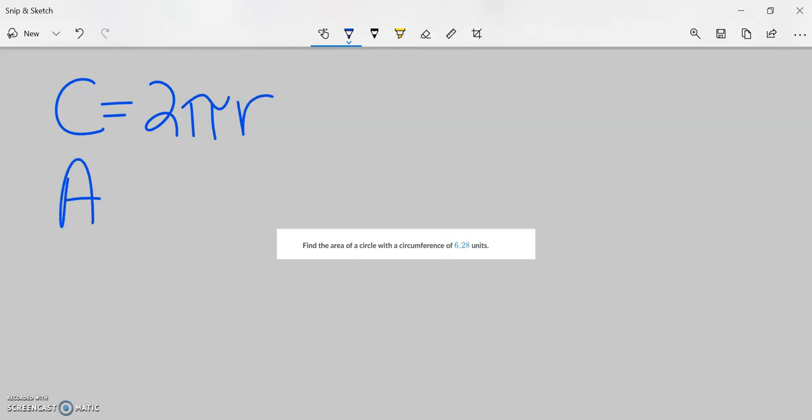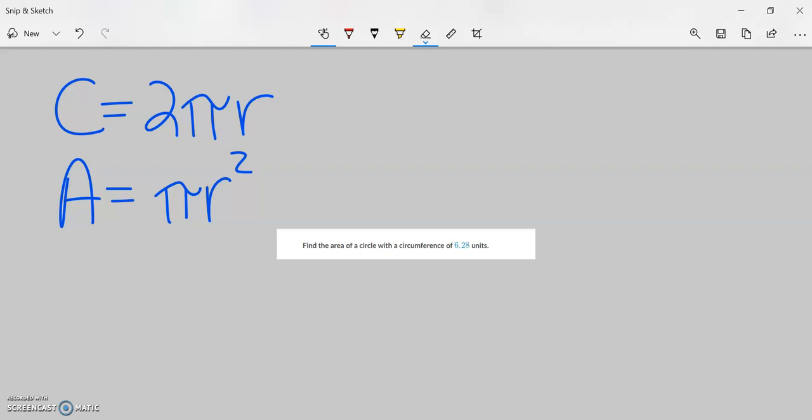So we actually need two formulas here. The circumference one, which we just talked about, is 2 pi r. And then area is equal to pi r squared. These two formulas are actually very similar. If you look at the circumference, basically what's happening is this 2 becomes an exponent for the area.